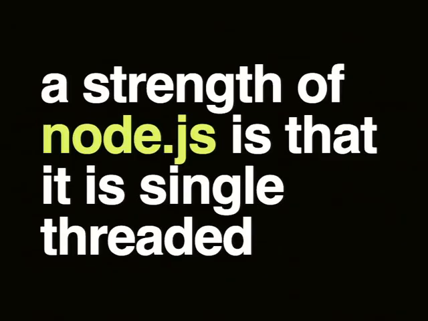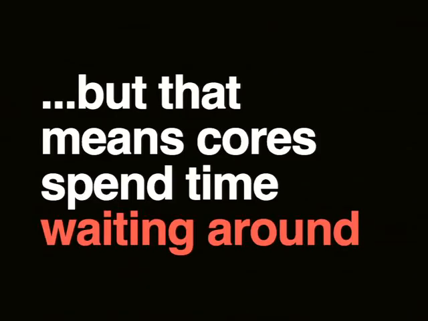So one of the strengths of Node.js is that it's got a single-threaded event loop. That's great when you're talking about I/O or non-blocking operations where you can spread out work using async calls. But when you're doing something like heavy data analysis, which is almost entirely blocking calculations, that means your cores are spending a lot of time waiting around, doing nothing.